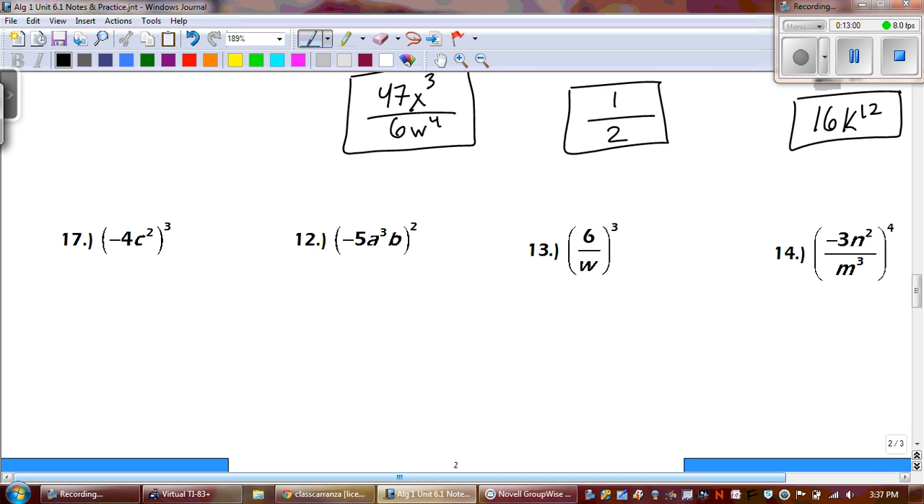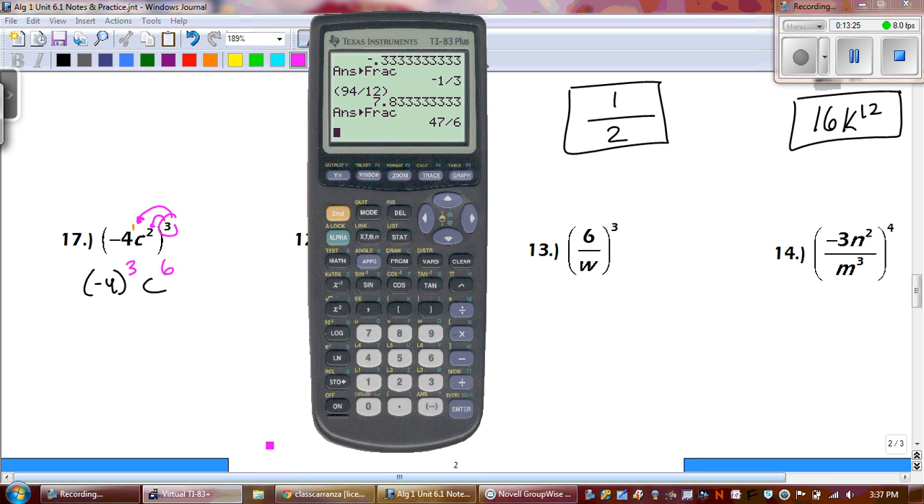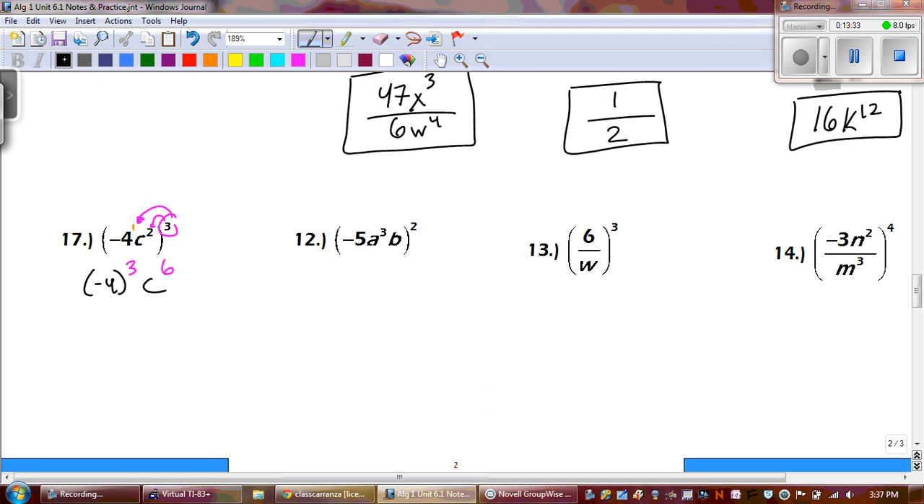Okay, 17. Once again, remember that negative 4, there's one of those, okay? So we're talking about negative 4 and c. 1 times 3 is 3, and then 2 times 3 is 6. So when we're plugging in negative 4 to the 3rd, remember if it's in parentheses, we want to keep it in parentheses so we don't lose that sign. So negative 4 to the 3rd is actually negative 64, and then c to the 6th power.